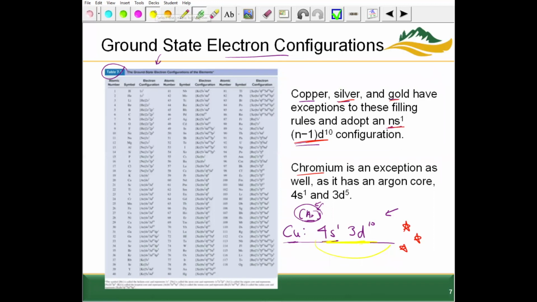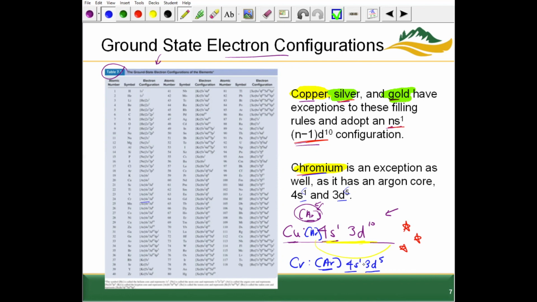So these are our main exceptions that we think of. Copper and chromium definitely, and then silver and gold as well. Let's see why chromium is an exception. Chromium has argon listed here as well because that contains the same number of electrons as argon, plus 4s1 3d5. So plus 6 additional electrons relative to argon. So for chromium, this is 4s1 3d5.